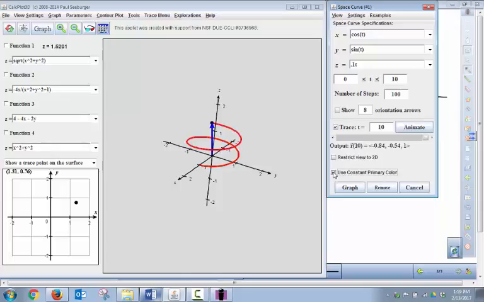Use constant primary colors. There you go. All right. Any questions? So we could come up with more examples.